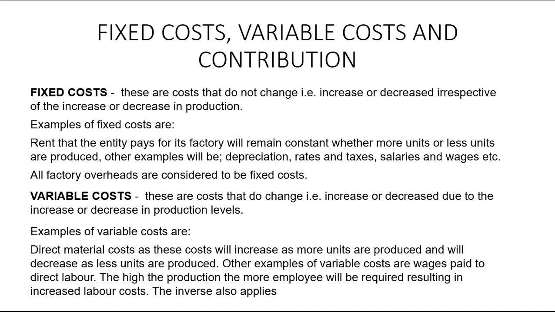Similarly, with your selling and distribution. Selling and distribution costs will increase the more you produce because you will sell, and the less you produce, they will decrease. But your administration, which is that office clerk, their salary will actually not be affected by production. So they will be fixed. All right. So fixed means that that cost does not change irrespective of whether we are selling or producing more.